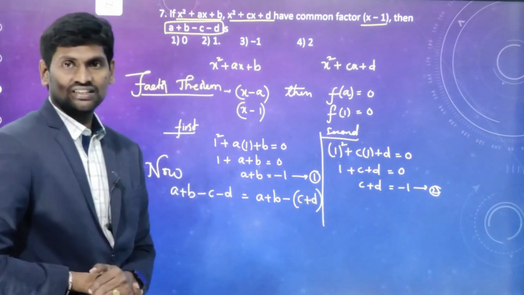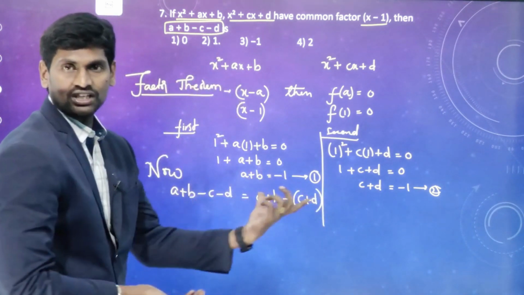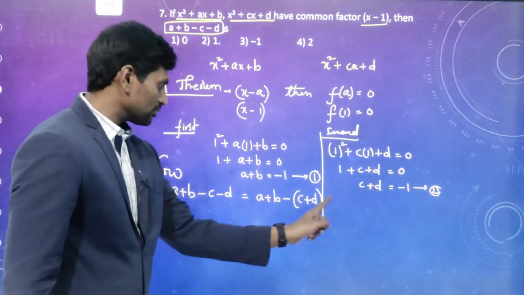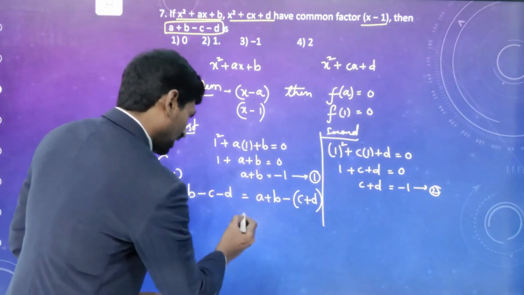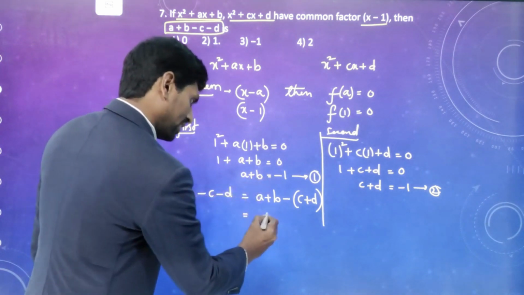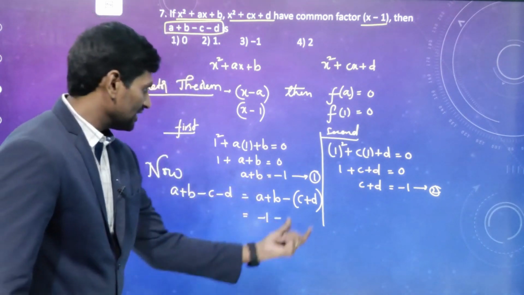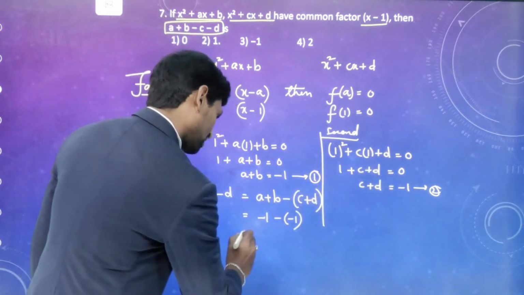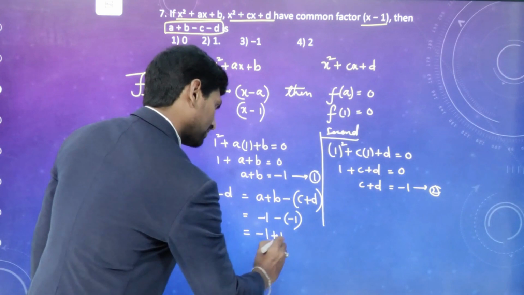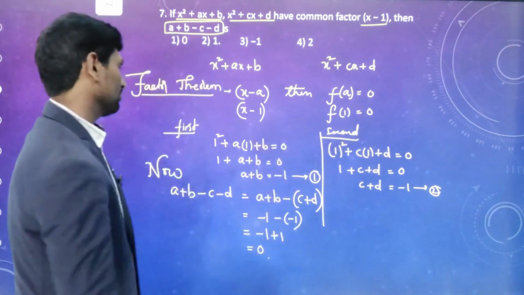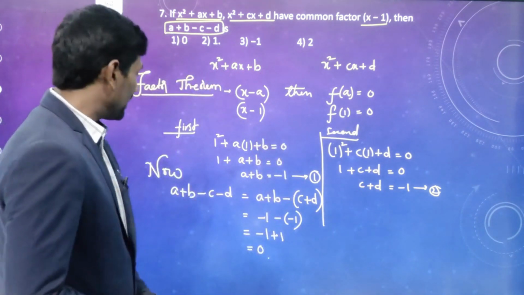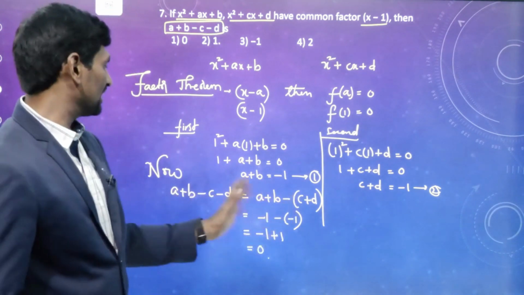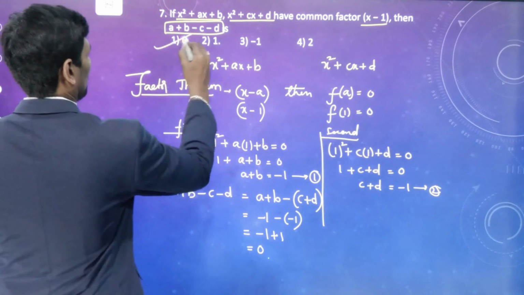Can I write like this? I am just taking a minus as a common term here: minus into c, minus into d, minus d, like that. Now a plus b value is minus 1, minus c plus d value is also minus 1. So minus 1 plus 1 becomes 0. Therefore, the required answer for the condition a plus b minus c minus d is equal to 0, or option 1.